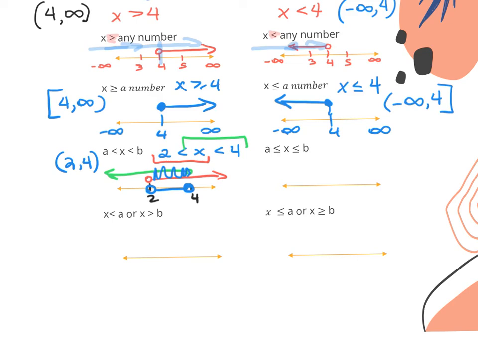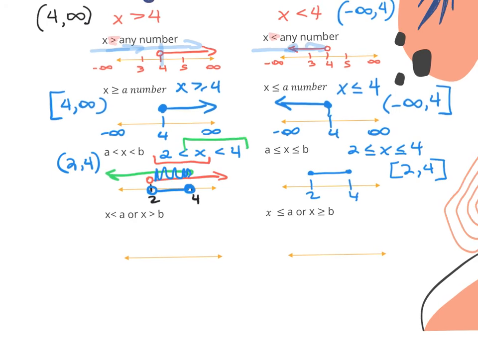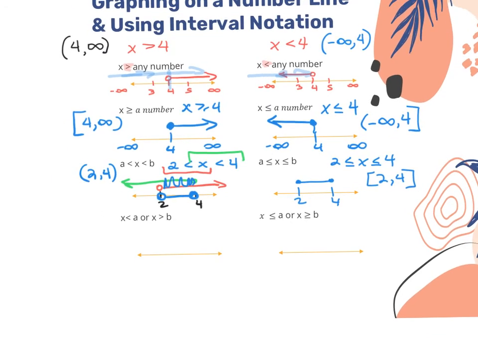Now if it were less than or equal to, same numbers here, the only thing I'm going to change is it'll be a closed circle, and then it'll be brackets. Let me get rid of that gallery. Now the or, that's going to have the graphs pointing away from each other.